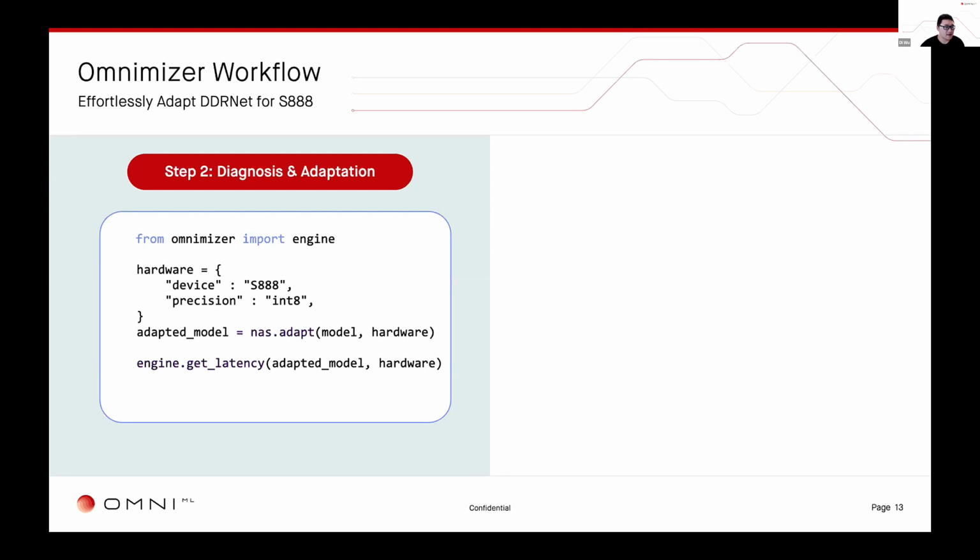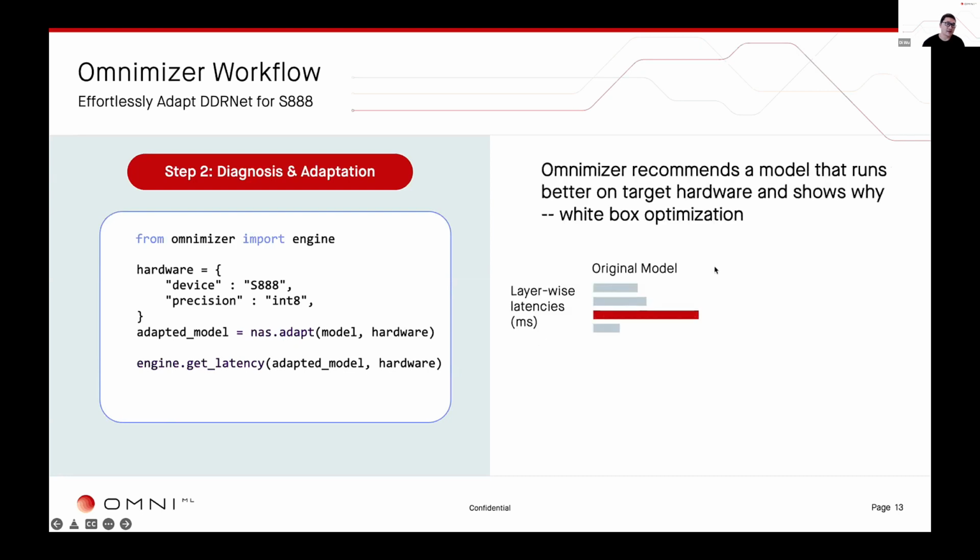In this case, we still use the hardware, and then we have another API called adapt. Once we do the adapt of the model, it does a bunch of optimizations with best effort, and also it's a white box optimization. So all of this is done to the model itself.